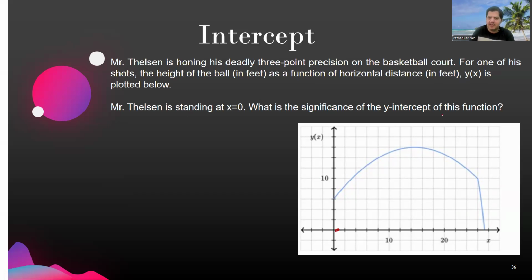What is the significance of the y-intercept of the function? What does this y-intercept represent? See, he is holding his ball in the hand and is throwing it like this, which means what? So this is the height of Mr. Telson, and then he is holding the ball over here. So this tells you what is the initial height of the ball, right? So though nothing is being given directly, you can infer it here.